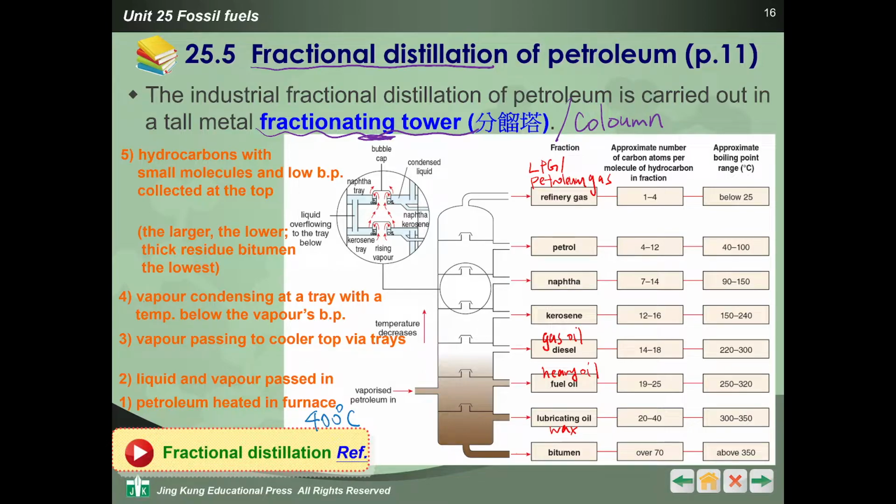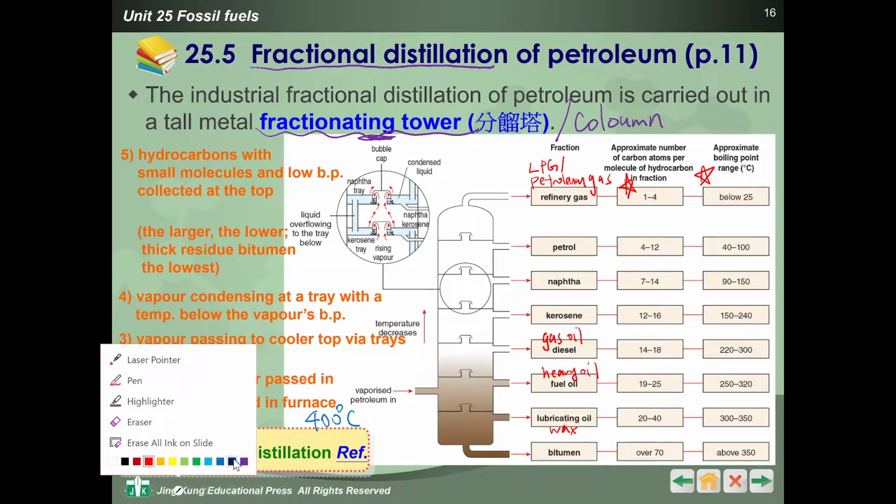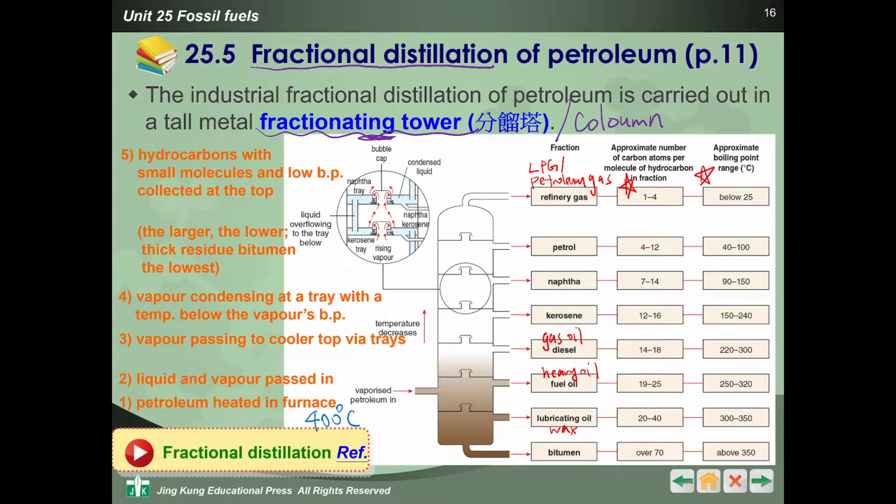And also, I would prefer that you have the idea of what their carbon atom numbers are and what their boiling point ranges are. Roughly, I don't need you to know exactly these numbers, but get the idea of what they are. For example, if I ask you what's in the 150 to 240 degrees Celsius range, you can tell me it's kerosene, right? And I've made a way for you to memorize these fractions. So just listen to it.